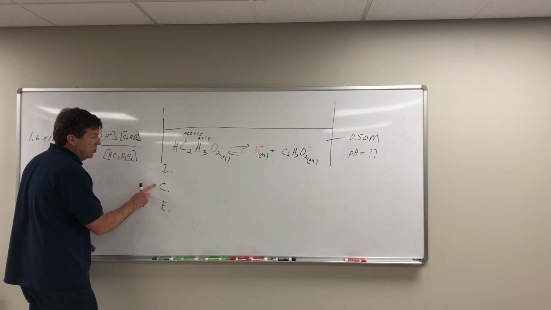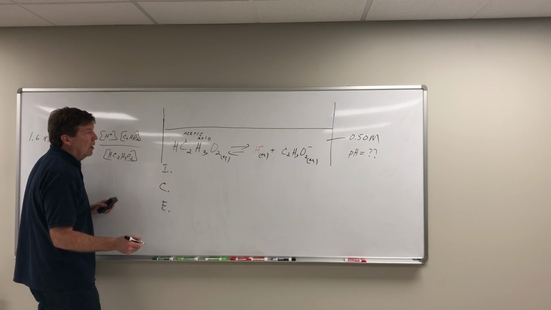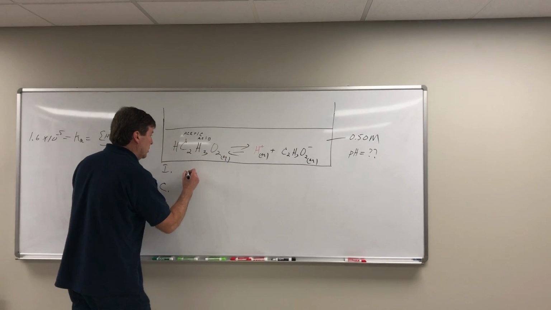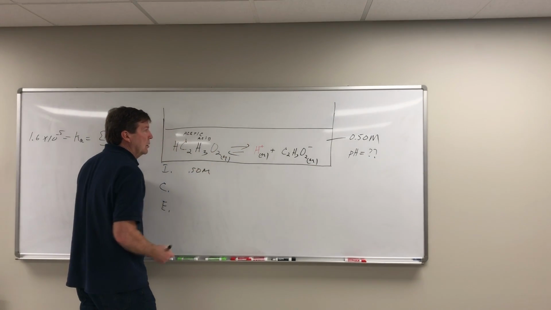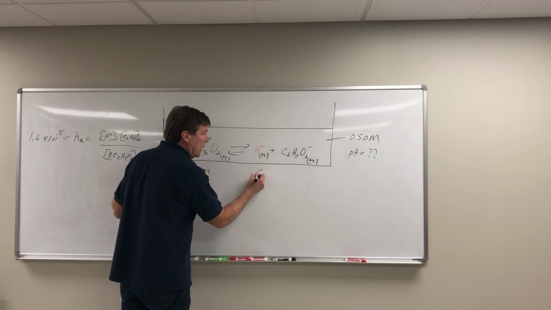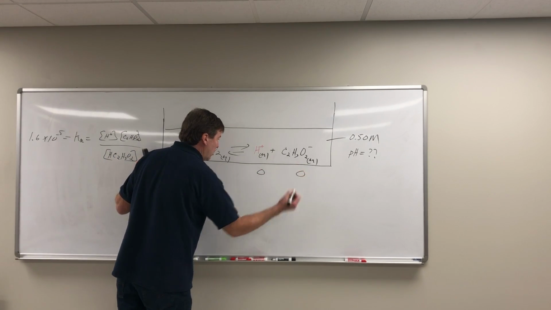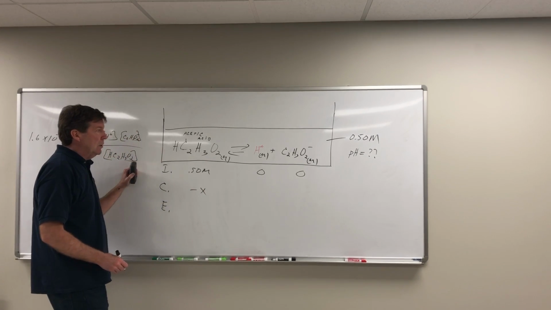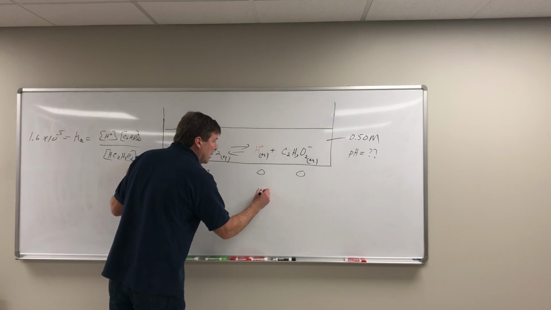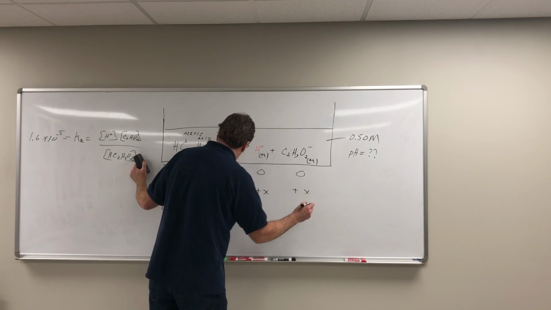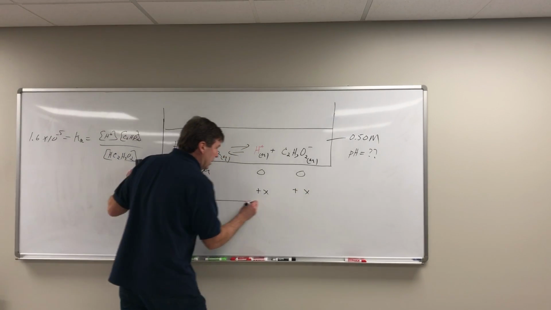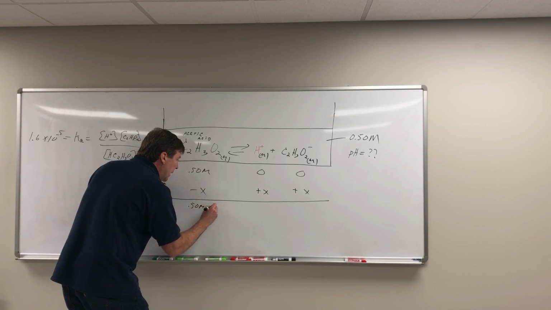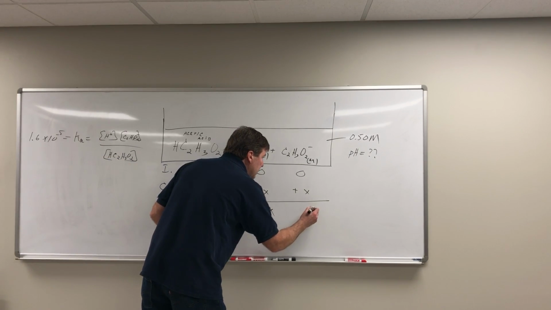Notice we have initial, change, and equilibrium, and we're going to start off with a 0.50 big M solution here. Initially we have no hydronium, no conjugate base there. We're going to get a change here that's going to decrease by a factor of x. This is going to increase by x. This is going to increase by x. And at equilibrium, we're going to have 0.50 big M minus x, and x, and x.